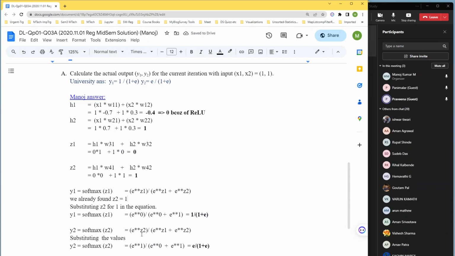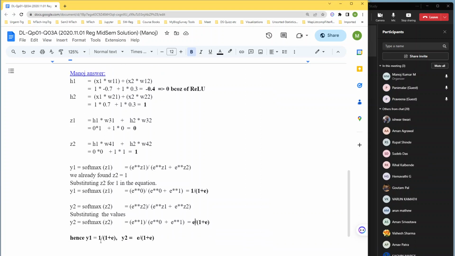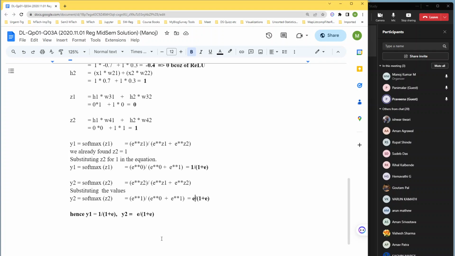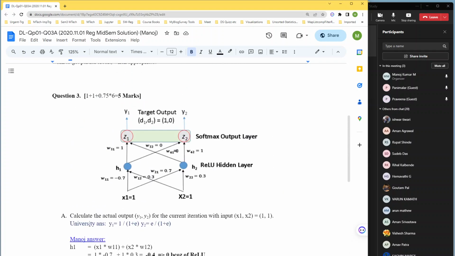Similarly for y2 we are substituting the values. So e raised to 1 is e, and the denominator is the same, 1 plus e. Hence y1 is 1 divided by 1 plus e, and y2 is e divided by 1 plus e. This is question number 3a: calculate the actual output y1 and y2 for the current iteration with the input x1, x2 equal to 1, 1.